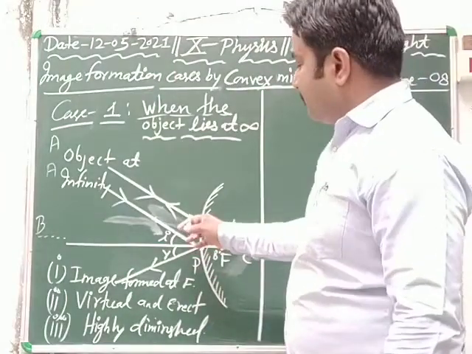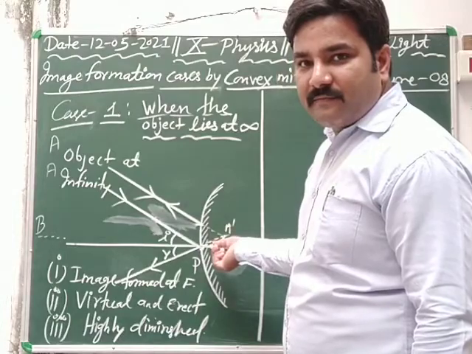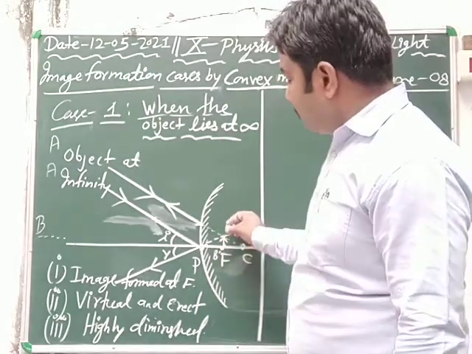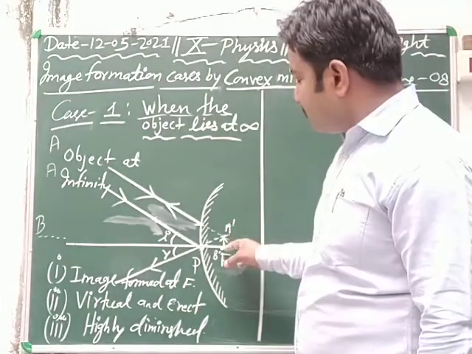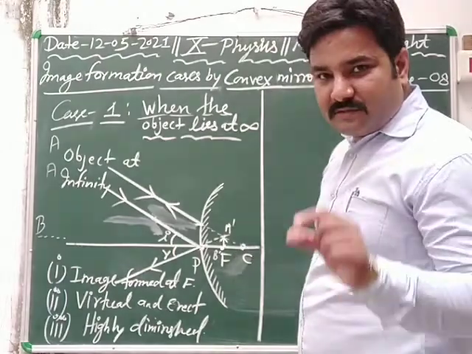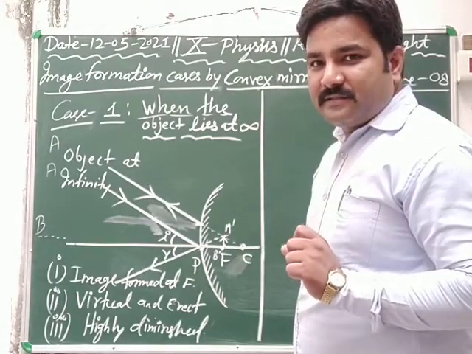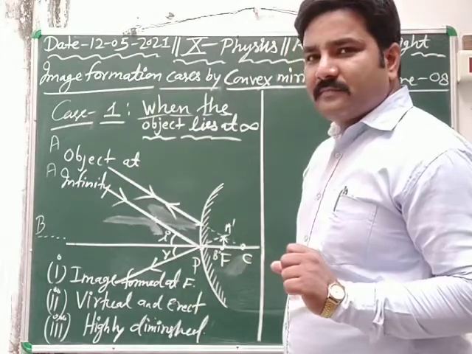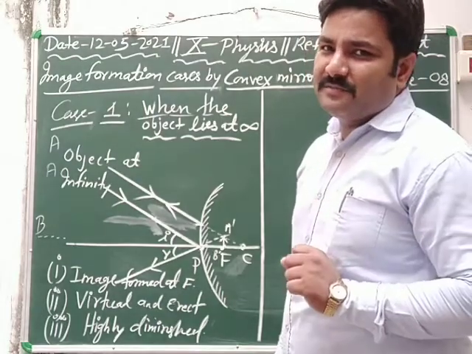The rays meet at F, above the point A dash. That's why the image is formed at focus, very short in size. Means what? In comparison to the object size, the size of the image is highly diminished, or you say that it is much smaller than the object size.